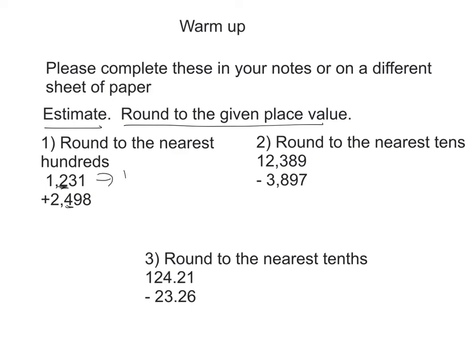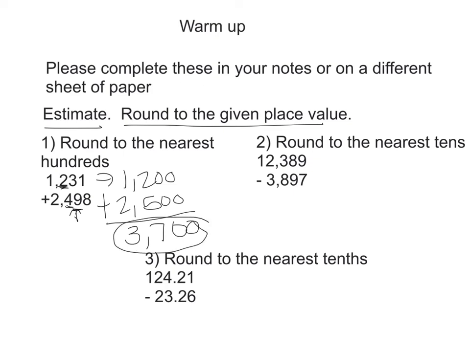1,231 is going to round to 1,200 because the 3 is less than 5, where 2,498 is going to round to 2,500 because of the 9 being bigger than 5. It's going to make that 4 go up. Okay, so then I'm going to add them. 0, 0, 5 plus 2 is 7, 1 plus 2 is 3. So 1,231 plus 2,498 is approximately 3,700.